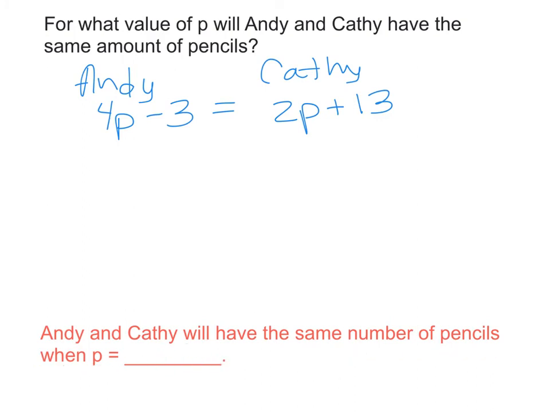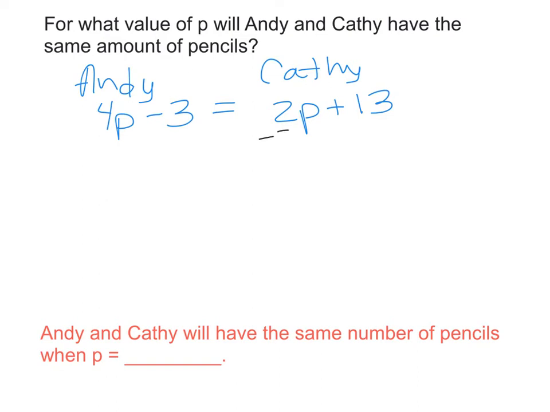To solve this, we need to keep both sides of this equation balanced. So whatever I do to one side, I have to do to the other side. And I want to get my like terms, my 4P and my 2P together, and my minus 3 and plus 13 together. And I want to try and stay away from making negatives or going below 0. So we're going to start by subtracting the maximum amount of variables from both sides we can.